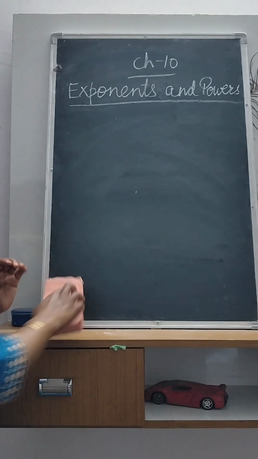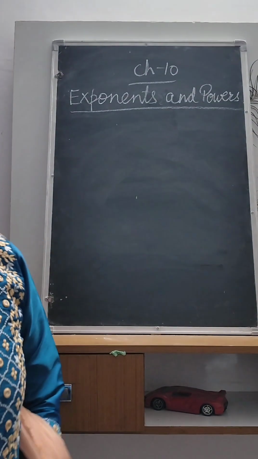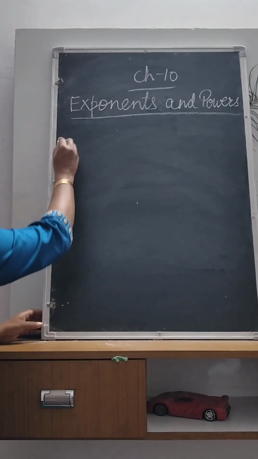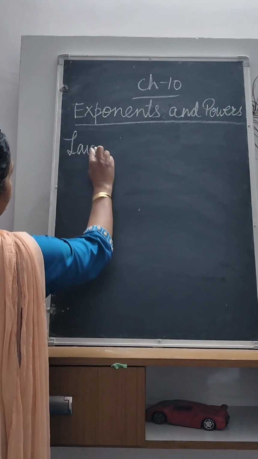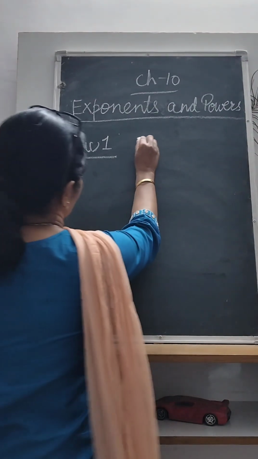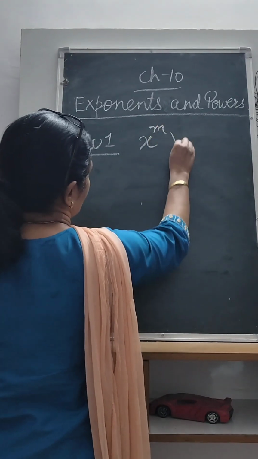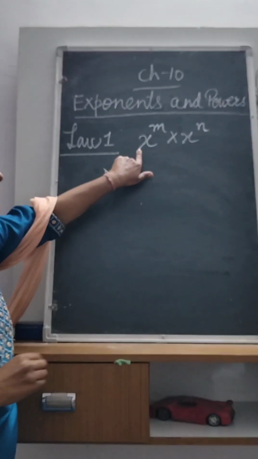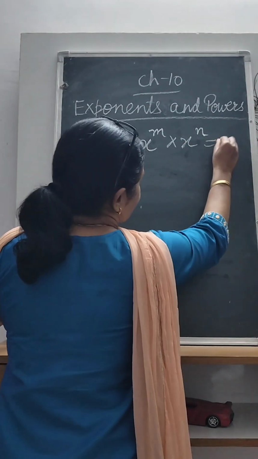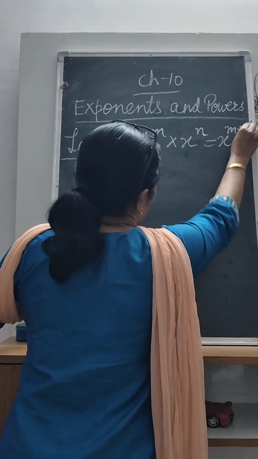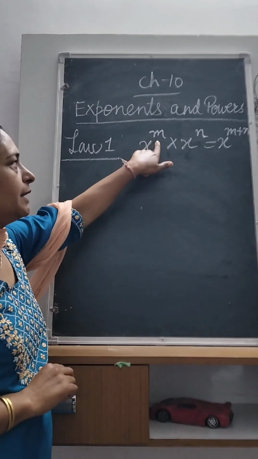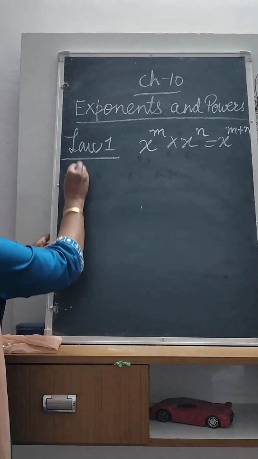Now students, in this chapter, first of all just remember certain laws which you will apply in all the exercises in solving the sums. Law number 1: when bases are same, base is x, power is m, base is x, power is n. When bases are same and we are doing multiplication, then powers are added.